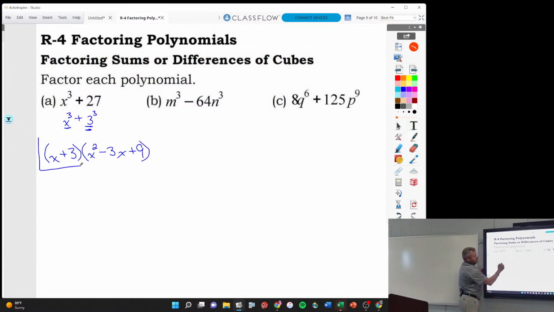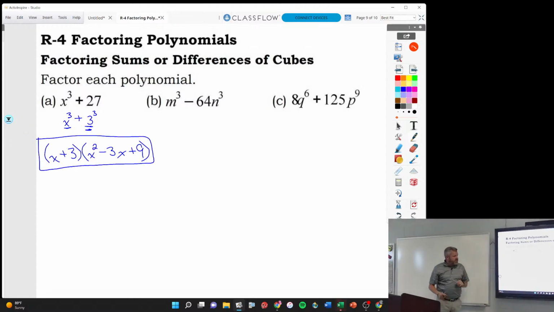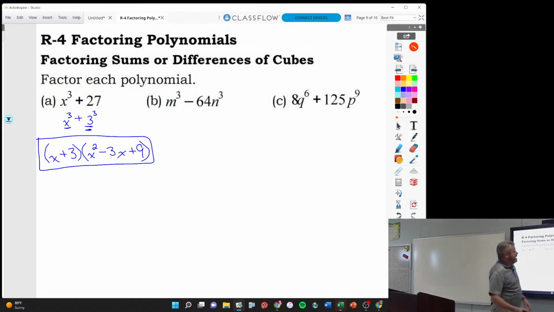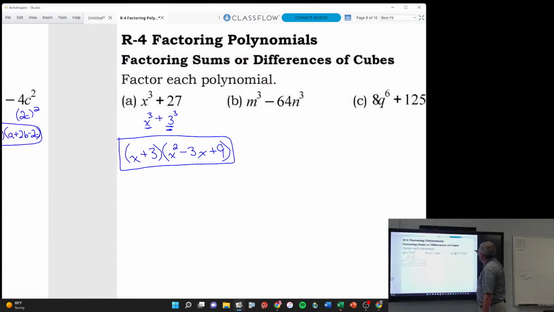Okay? Now, a lot of times a person is going to factor this, and they're going to look at that last term of x squared minus 3x plus 9 and go, oh, but does that factor? And the answer to that is no. If it did, then we wouldn't have, let me go back 2 slides.